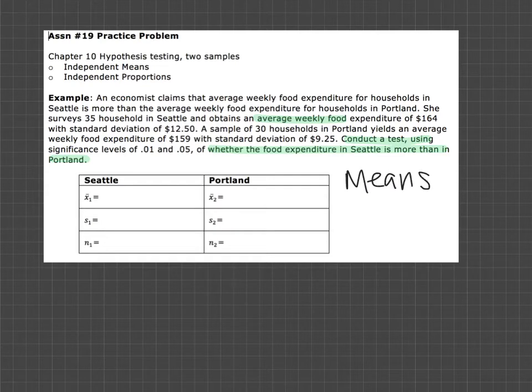All right, now we're going to want to get to the place where we are going through the 4 steps, right? The first step being the null and alternate hypotheses. Before that, though, let's fill in the table with the different pieces of information that we are given. All right, so for Seattle, what is the sample mean expenditure? And that is given to us as 164 with a standard deviation of 12.50 and sample size of 35.